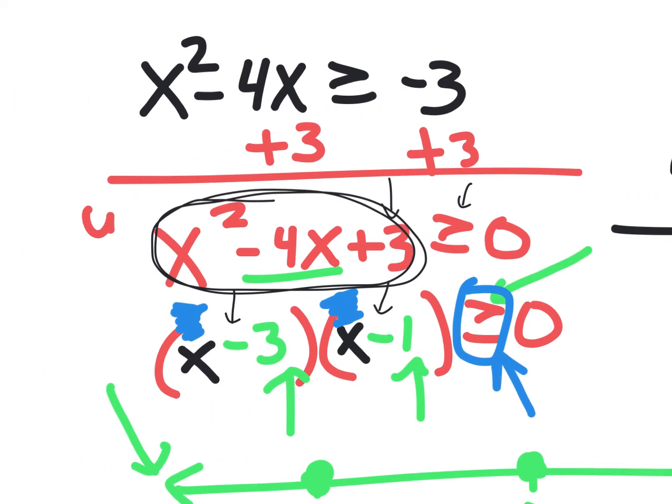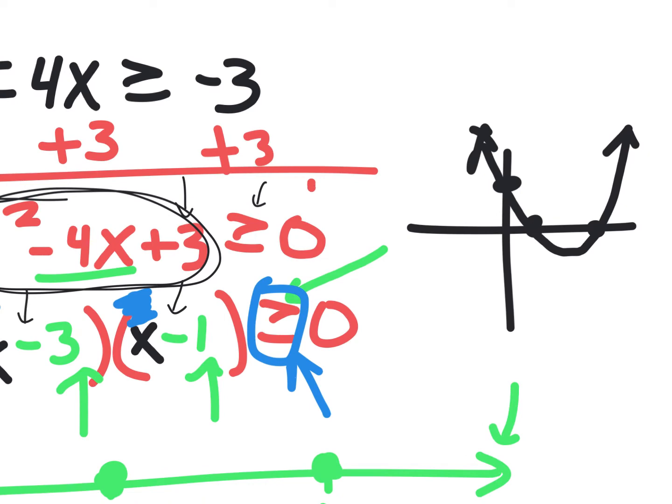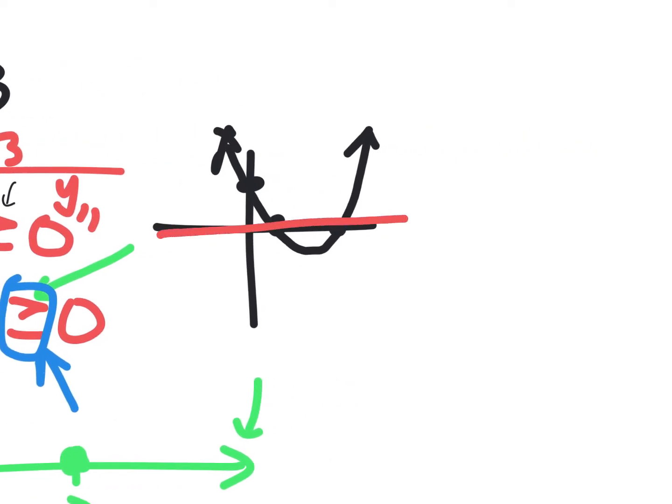Well, I just graphed the y equals the one side. Now I'm going to graph y equals 0 for the other side. Y equals 0 is this line. Where is the blue parabola above the red line? Out here. Do you get that it's the outsides that are going to work?